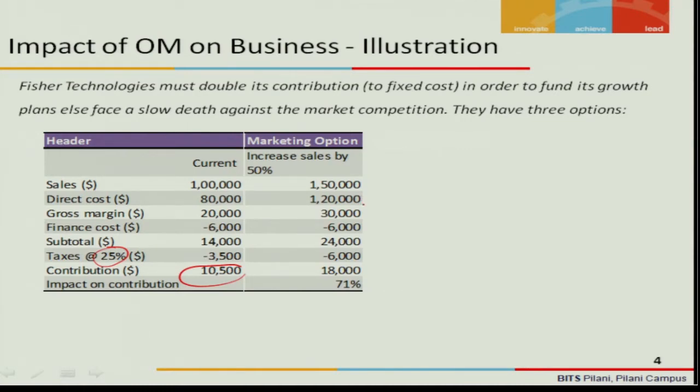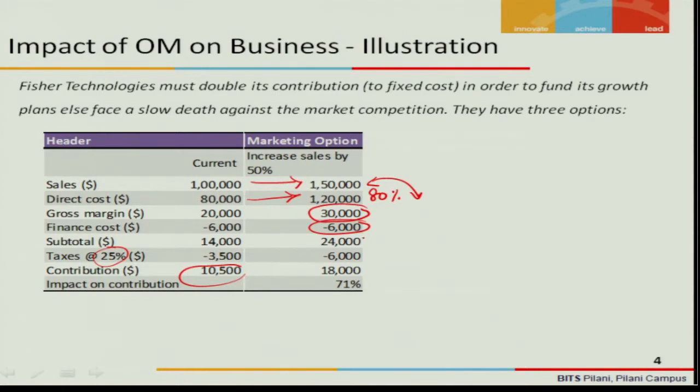So let us look at what will be the impact of this. If the marketing head is able to increase the sales by 50%, what will be the impact of it on the profit and loss account, particularly on the contribution? The sales increases from 100,000 to 150,000. So does the direct cost, from 80,000 to 120,000. How did we arrive at 120,000? 80% of 150,000 is 120,000. As I mentioned to you, direct cost increases with the sales. Gross margin is the remainder between 150,000 and 120,000. The finance cost remains the same at 6,000.